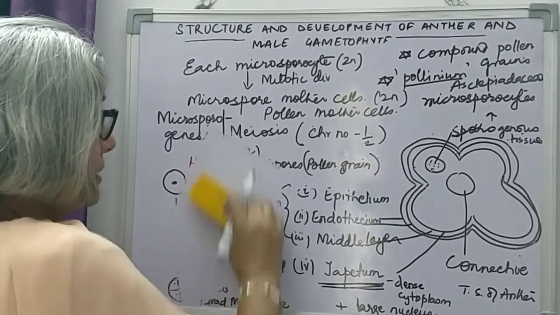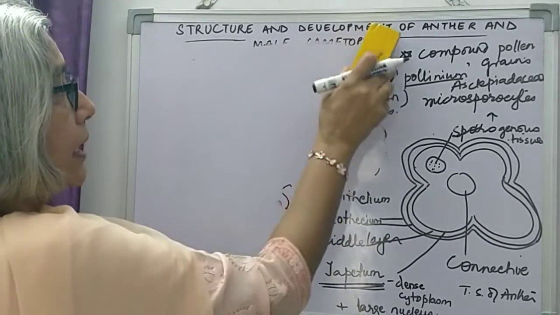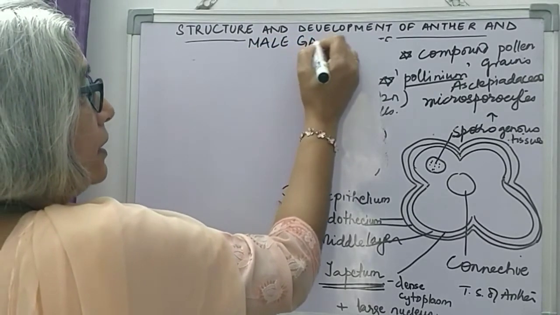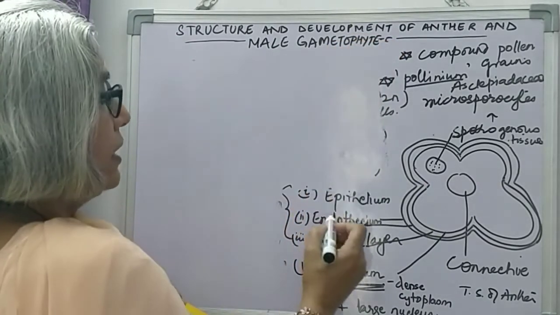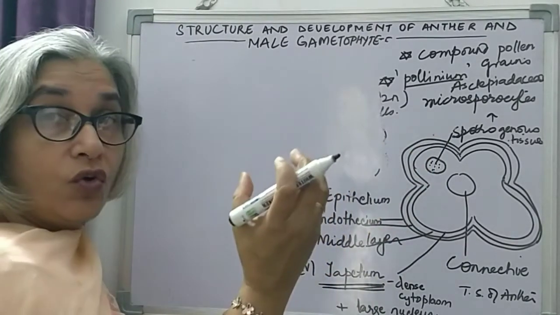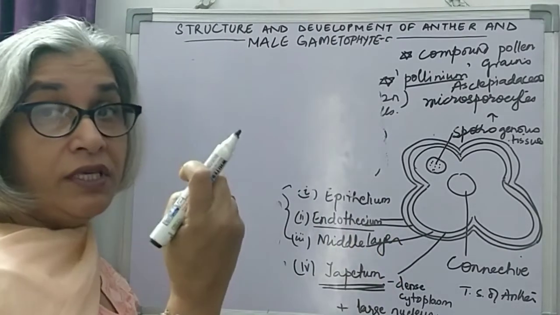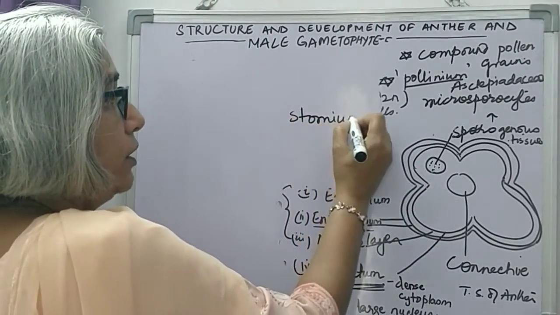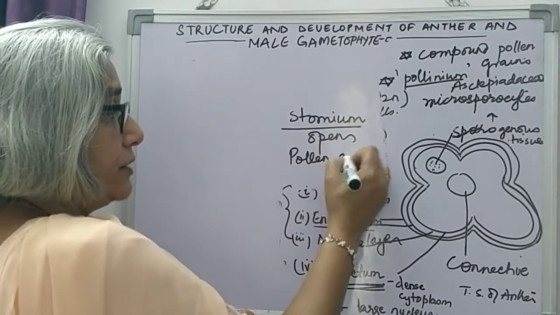I am erasing this. Now, as the anther matures, what happens? Before dispersal of pollen grains, before the pollen grains are let out, it starts losing water, all these layers contract, they shrink, and especially the endothecium contracts and the stomium of the anther opens and pollen grains are released from it.